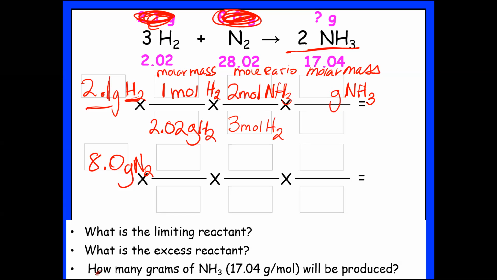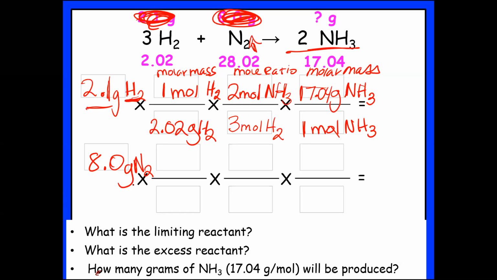So what are we going to put in the last box? 28 point. 17.04 would be at the bottom. No, at the top, and then we will put 1 mole at the bottom because it's molar mass. So what do we do with the 28.02? That's the mass of N2. We don't use it. We use it on the other question.